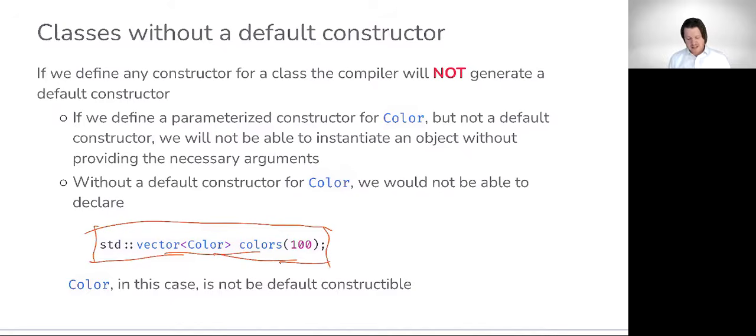Because if we're initializing this vector of colors with 100 of them, we need some sort of way to essentially create 100 colors. And because we do not have a default constructor, we would essentially have to list out 100 colors with values being passed to its parameterized constructor. So color in this case is not default constructible. So if we wanted to create a vector of colors in this sense, and we did not have a default constructor, we'd have to go ahead and list out the colors explicitly that we'd like to place within it.